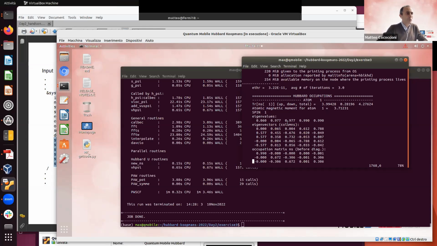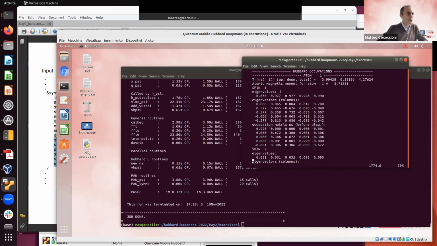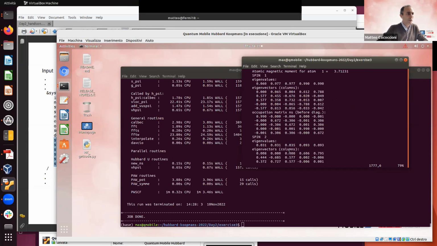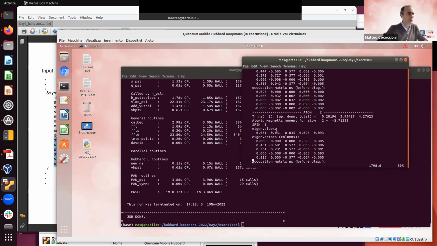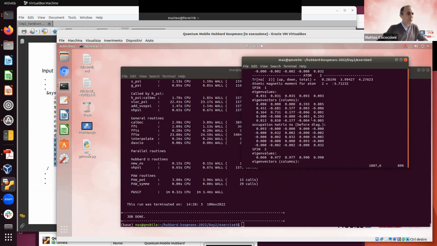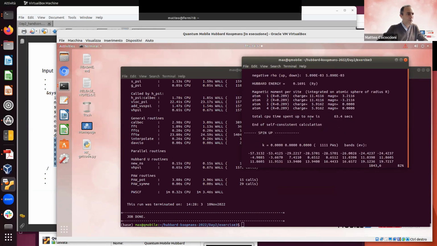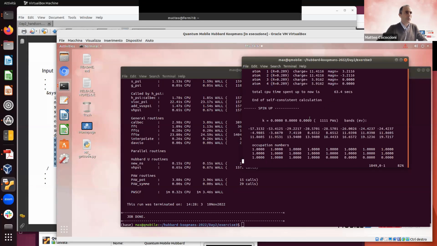And you see almost full occupation of the other four states, with almost zero electrons on the downspin state for this first chromium. And of course, the opposite happens for the other chromium, which has opposite spin of opposite sign. So everything is good.